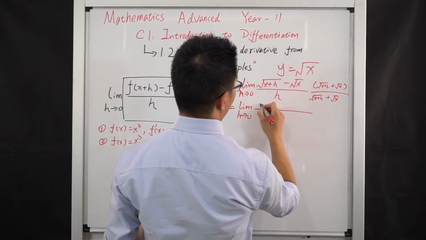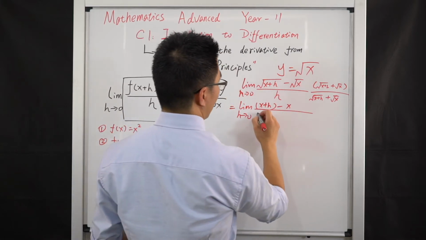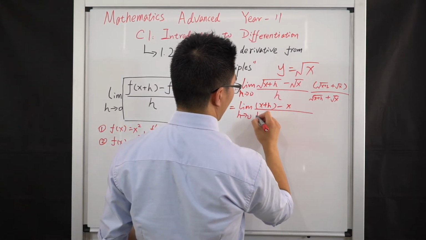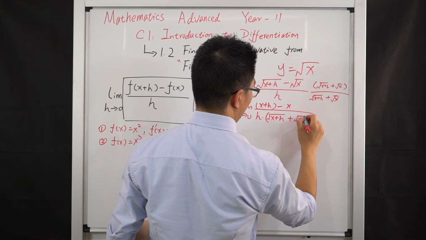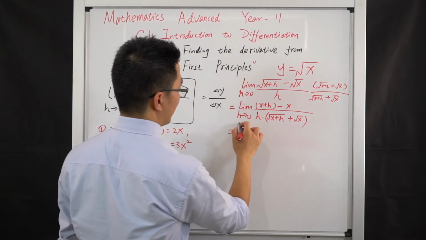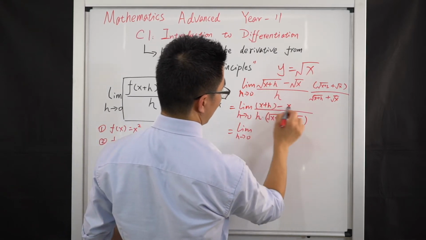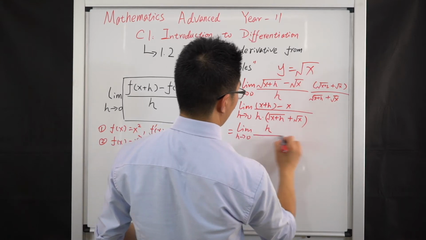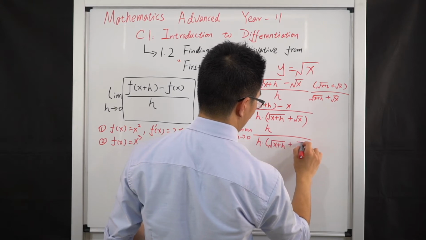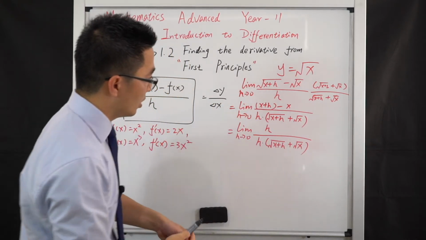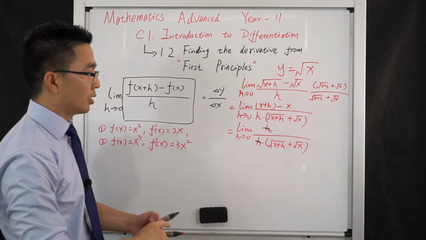So here would be x plus h minus x. And the denominator will be h times (the square root of (x plus h) plus the square root of x). Next step, the limit as h goes to 0. In x plus h minus x, we still have one h on the top, divided by h times the square root of (x plus h) plus the square root of x. We can eliminate the h from the numerator and denominator.